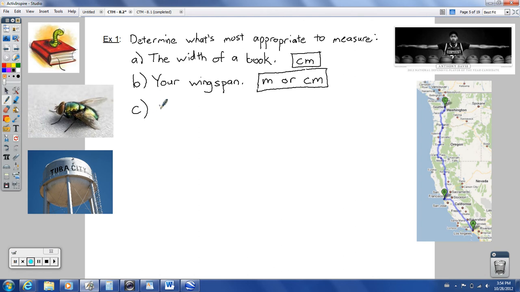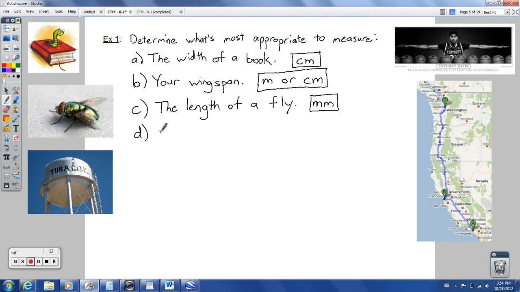So choice, or part C, how about the length of a fly? So a common house fly like this little guy over here. A centimeter would probably be too big actually, or it might just be exactly 1 centimeter. So we'd want to be a little more precise on that. For this one I would say a millimeter would probably be the best thing to use. So a millimeter would be best.